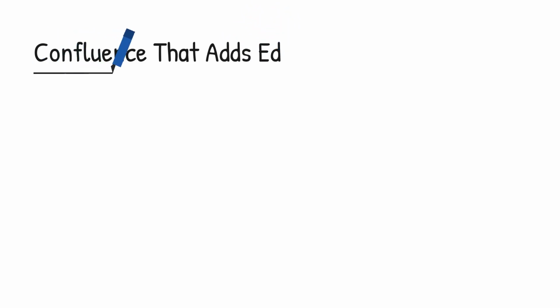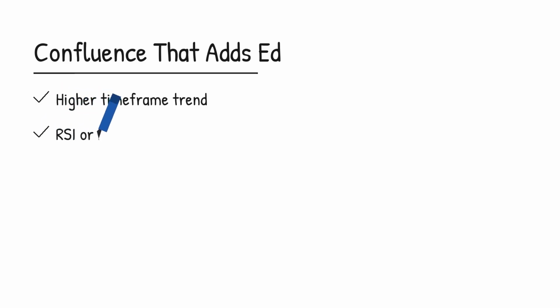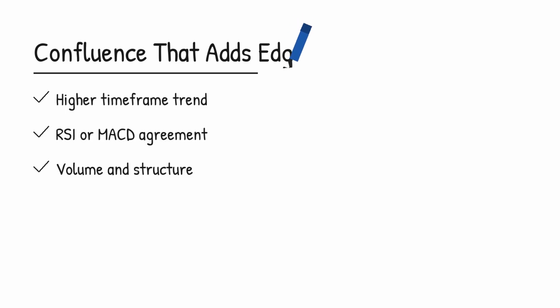Stack the deck before you take a signal. First, multi-timeframe alignment. Take longs only when the higher timeframe EMA is rising. Second, momentum confirmation. Require RSI above 50 or MACD histogram positive at the cross. Third, volume confirmation. The breakout bar should print above average volume. Fourth, structure. The cross should occur near a higher low or after a breakout above resistance, not in the middle of nowhere. Each filter trims signal count but lifts expectancy. That is the trade you want.